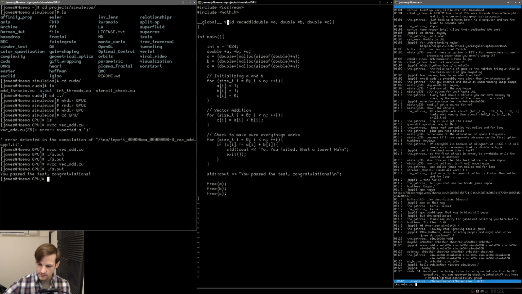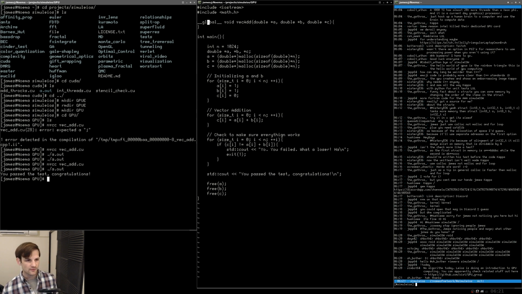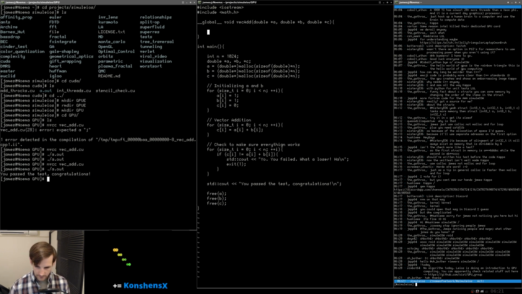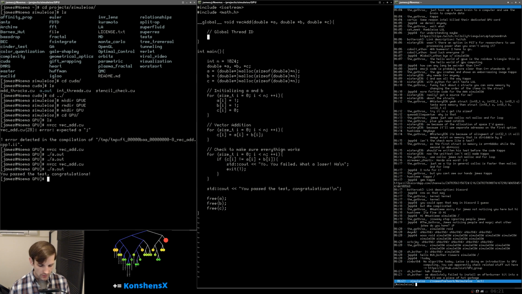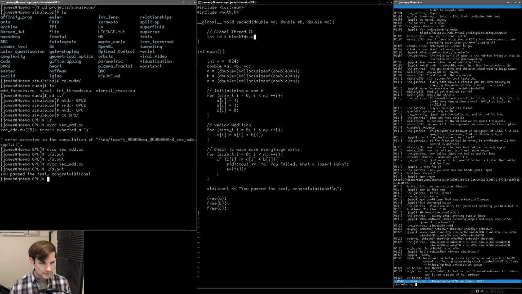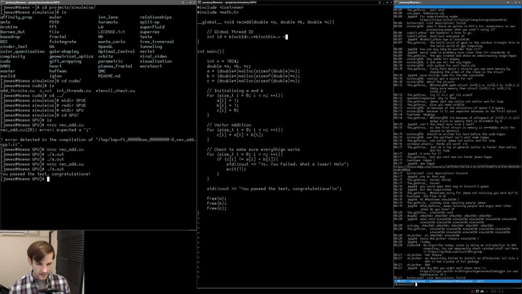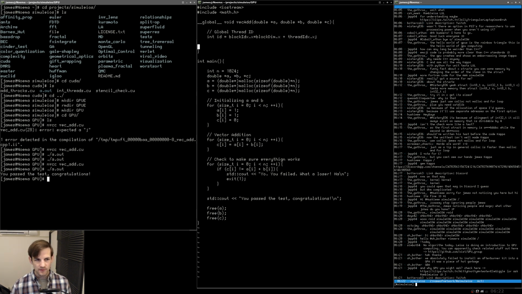And of course, if you guys have questions, please ask. As far as this global function is concerned, it does have to return void. Now we're going to get into the tricky part. We need to find our global thread ID, and this is the notation we're going to use. int id equals blockIdx.x times blockDim.x plus, you're going to hate this, threadIdx.x. I'm going to finish writing the kernel, and then I'll come back to this.